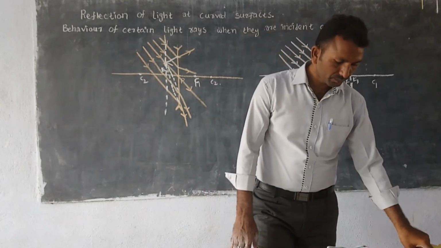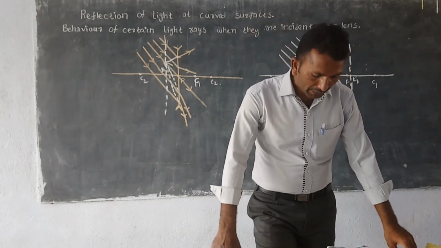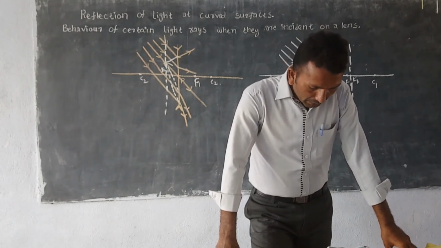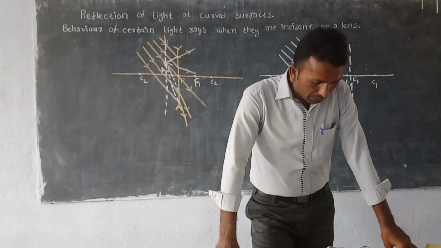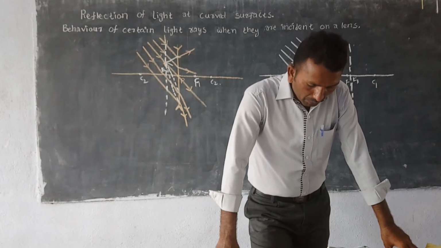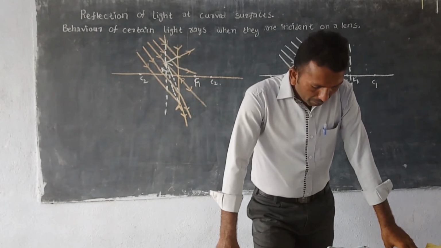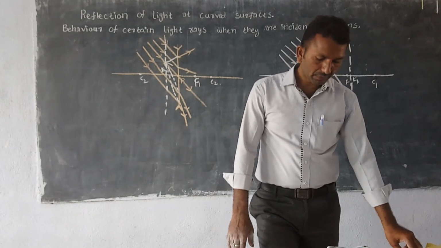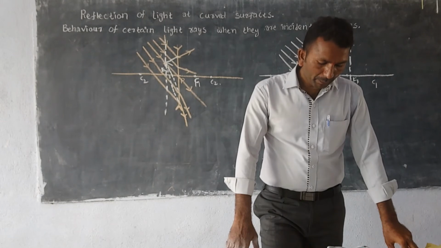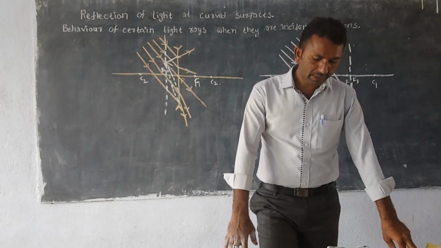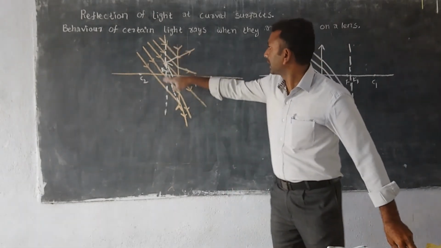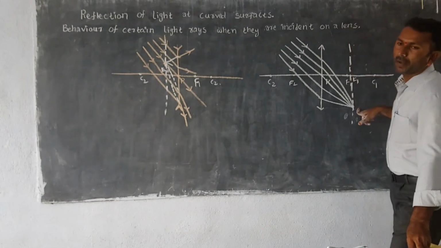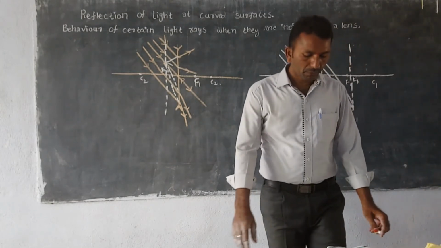And the next one: when parallel rays making an angle with the principal axis fall on the lens, the rays converge at a point or appear to diverge from a point lying on the focal plane. Focal plane is the plane perpendicular to the principal axis at the focus. It is always perpendicular to the principal axis. This line is perpendicular to the principal axis, and this is also perpendicular to the principal axis. That is the focal plane.